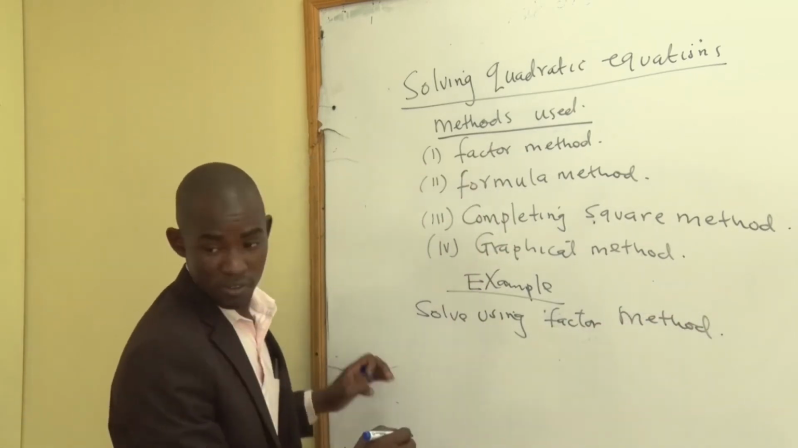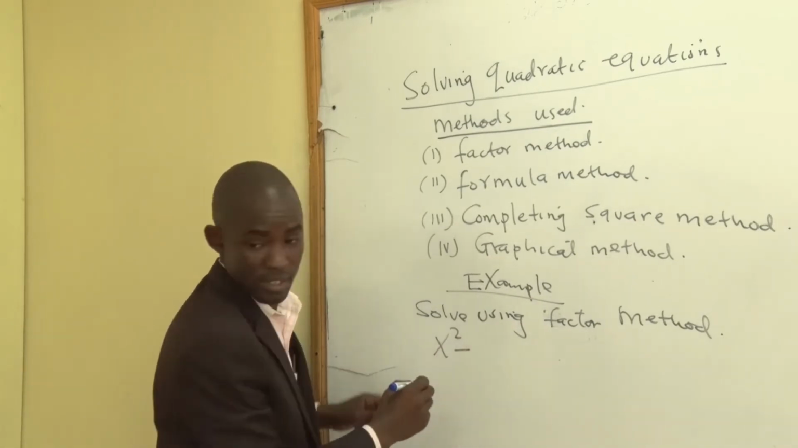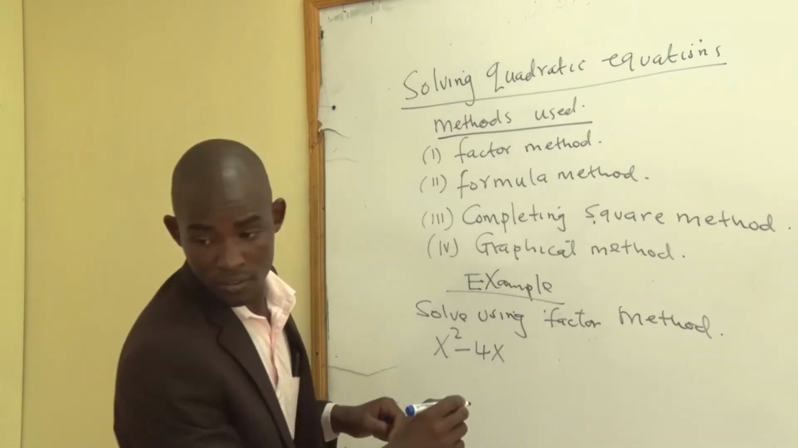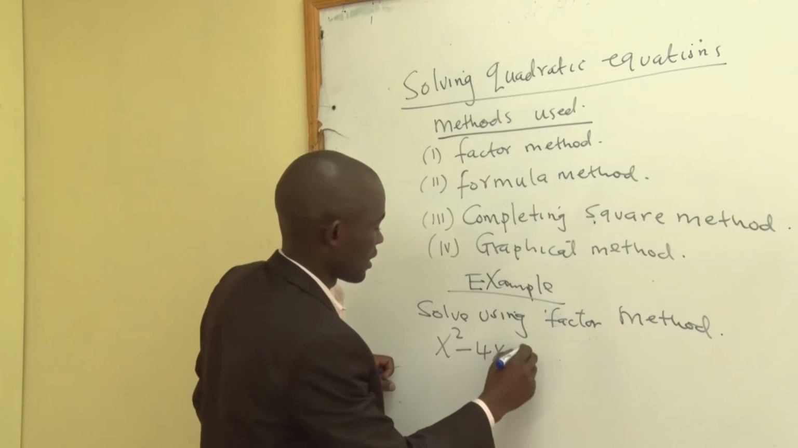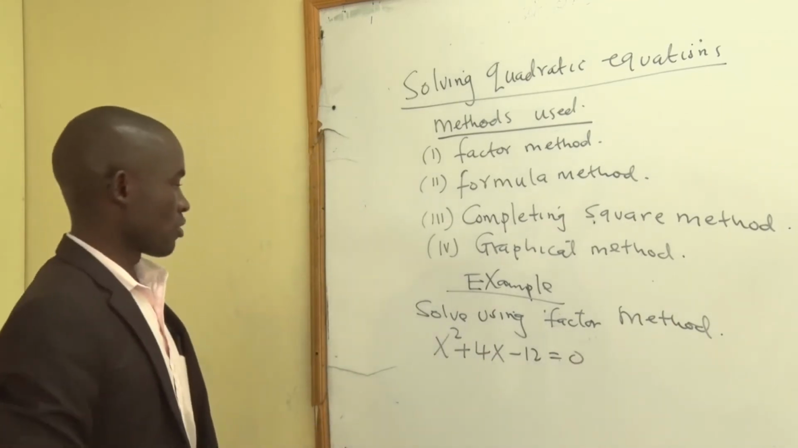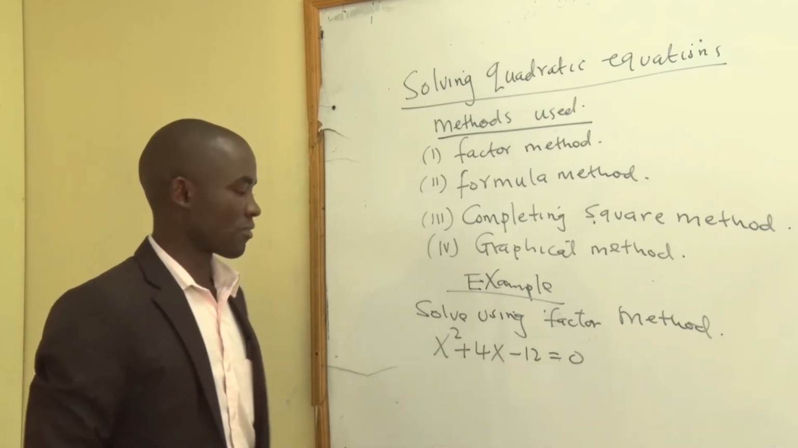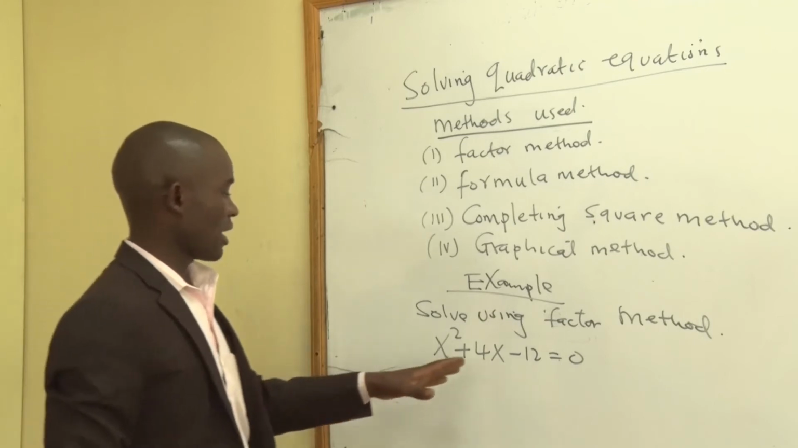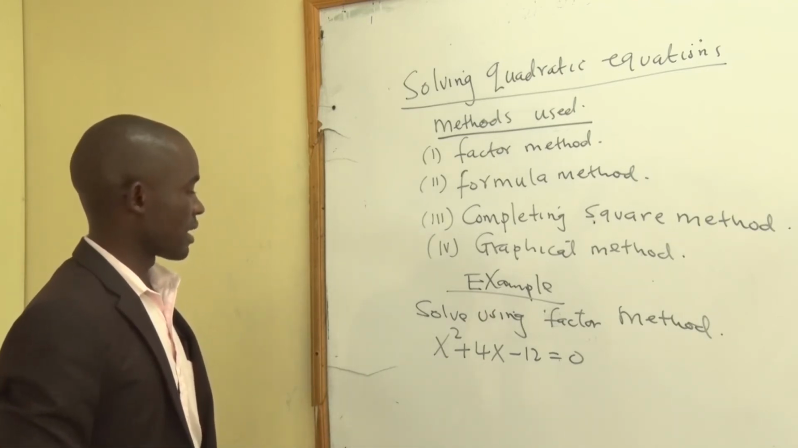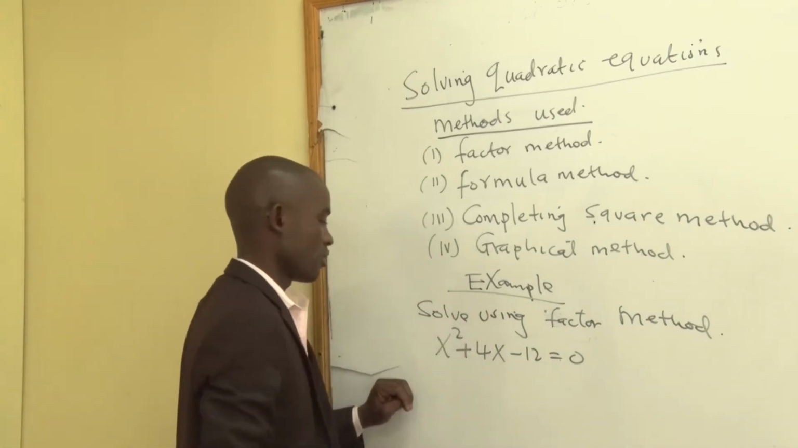We want to solve x squared minus 4x minus 12 is equal to 0. These are plus there. We are solving using the factor method. x squared plus 4x minus 12. If you look at this, you can see the product is minus 12. So what happens is you look for a number.